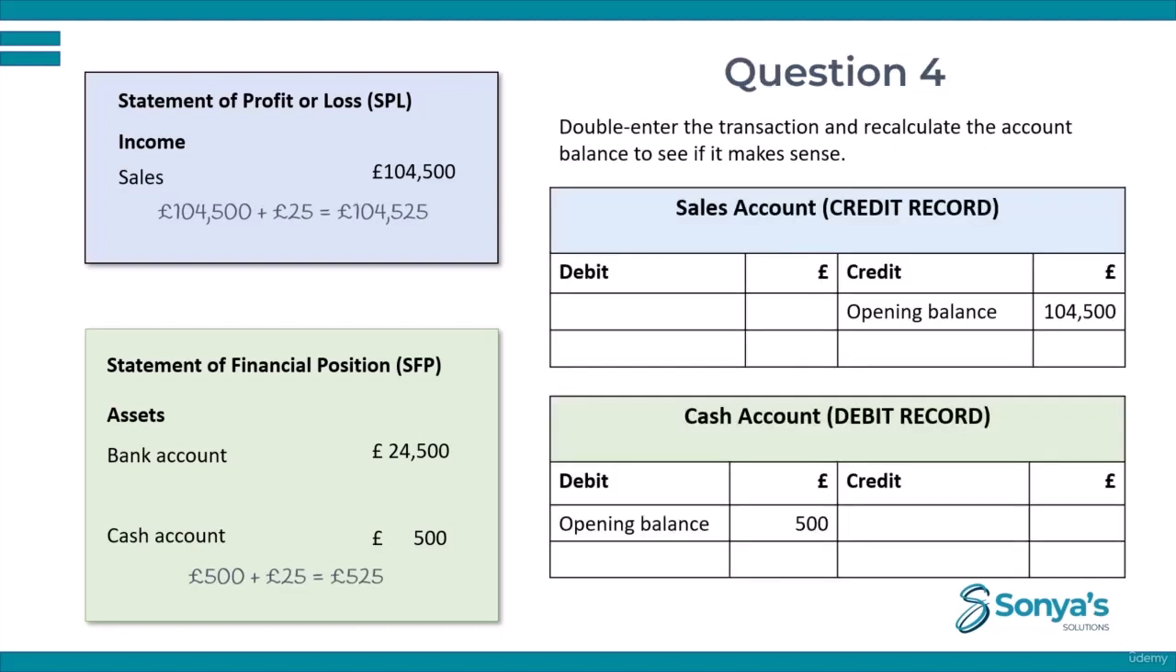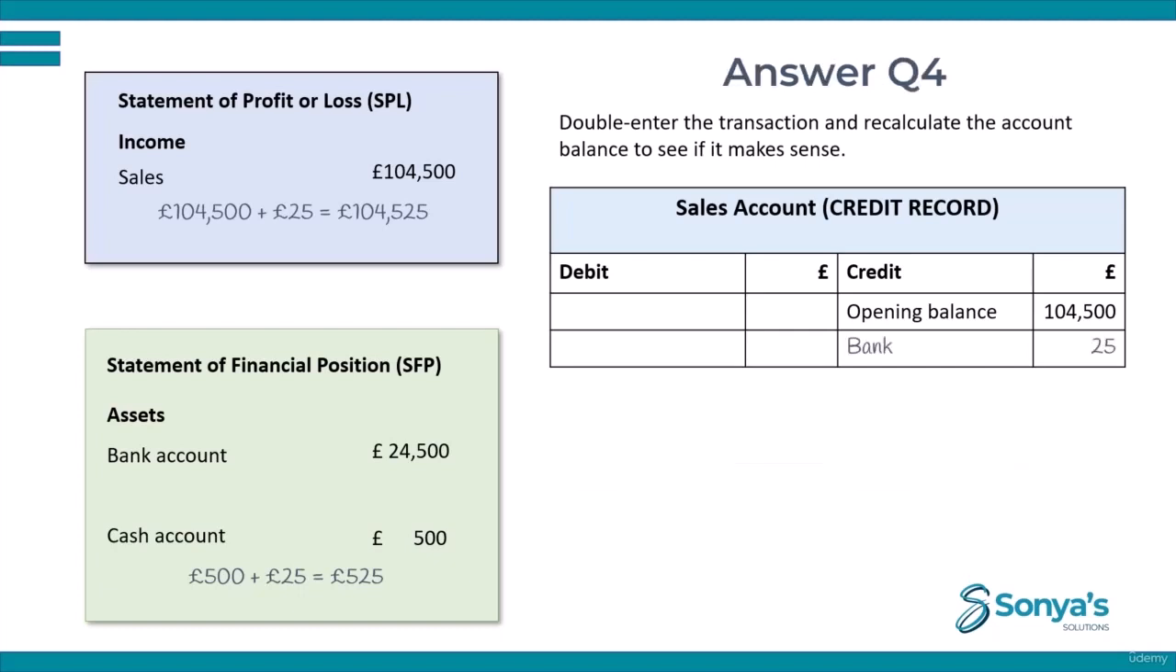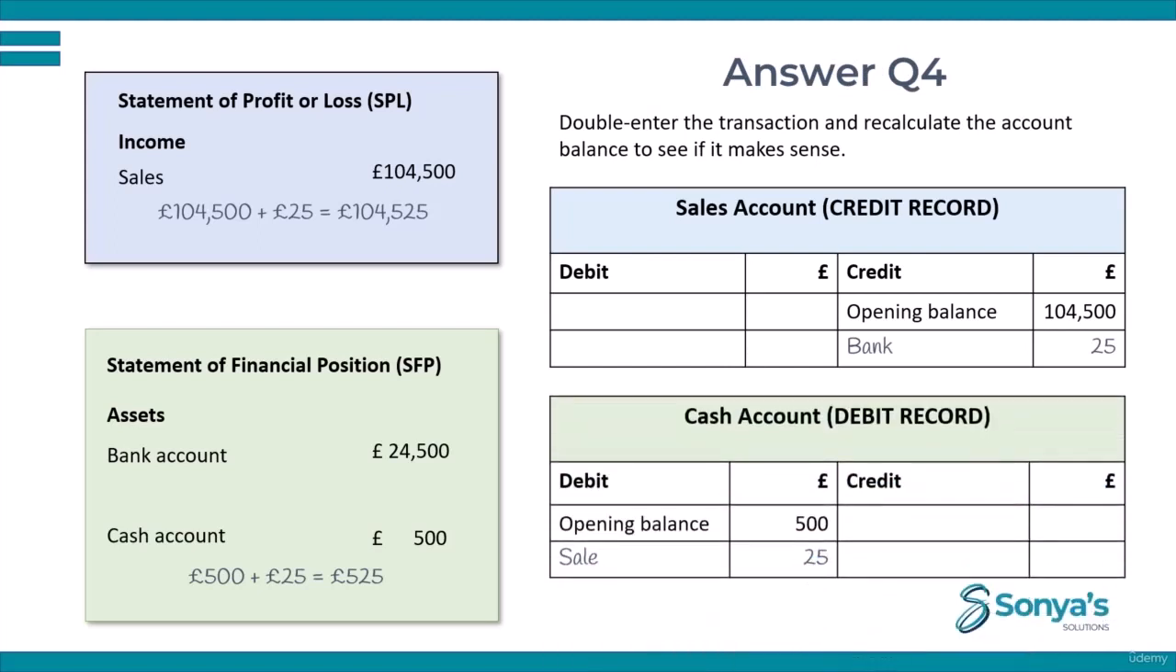Get ready to pause the video to give yourself time to read and answer the question. The sales account, an income account, is credited with £25, but this time the cash account is debited rather than the bank account. The income account shows the balance as £104,525 and the asset account balance, the debit record, is £525.